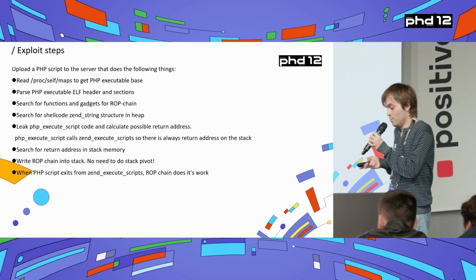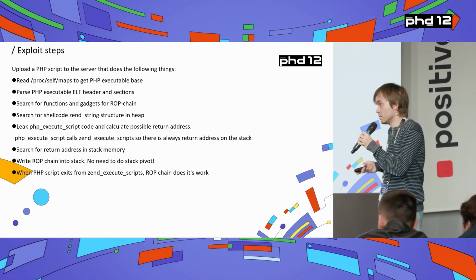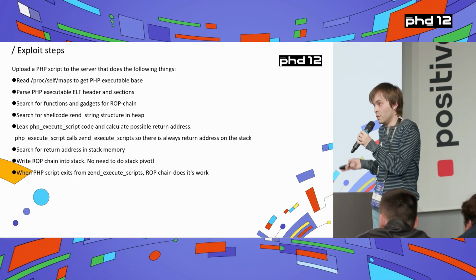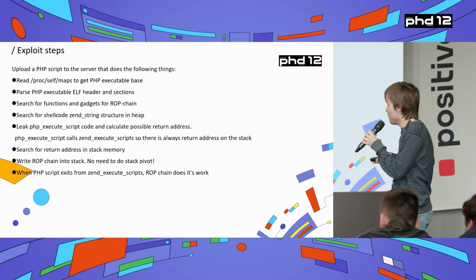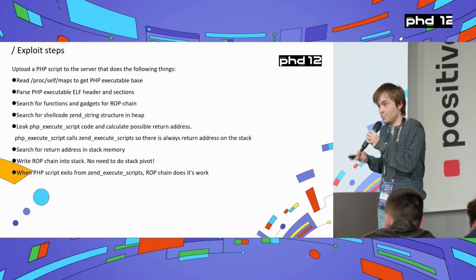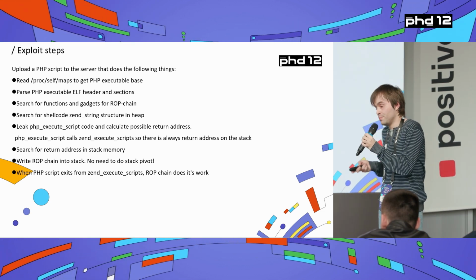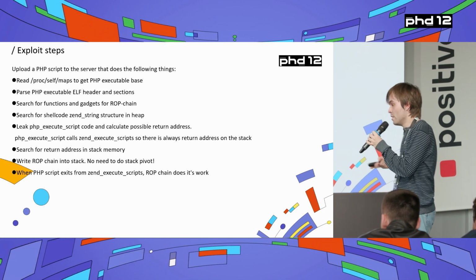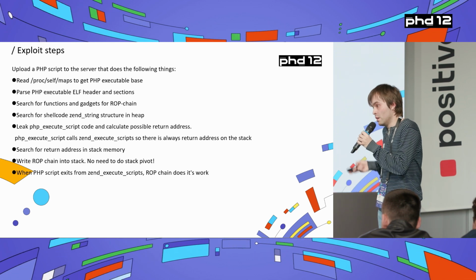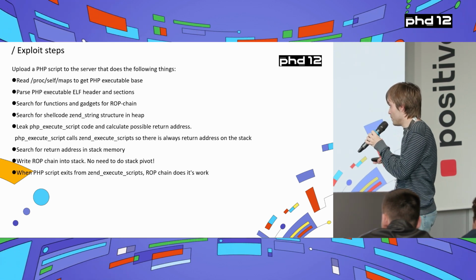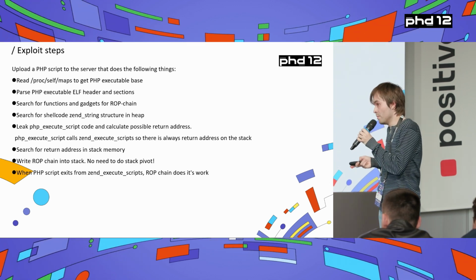Now we upload a PHP script to the server, and it reads /proc/self/maps to get the PHP executable base. It parses the PHP executable ELF headers and sections, then it searches for functions and gadgets for the ROP chain, then it searches for the shellcode Z string structure in the heap, then it leaks the PHP execute script code and calculates possible return addresses. Then it searches for return addresses in stack memory and writes the ROP chain into the stack, and there is no need for a stack pivot.